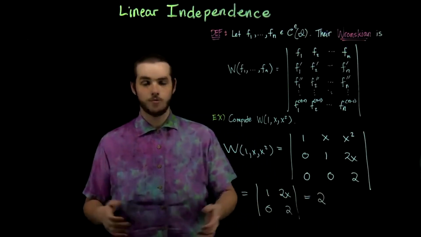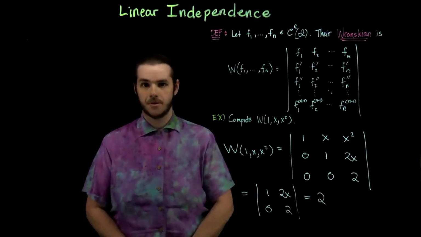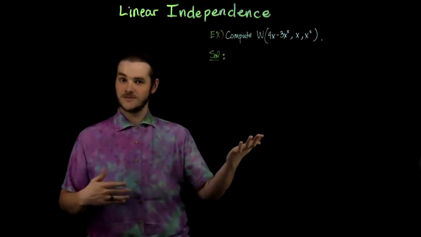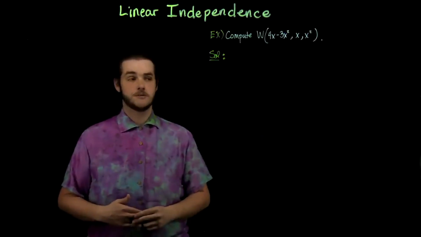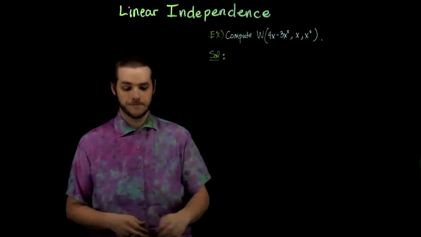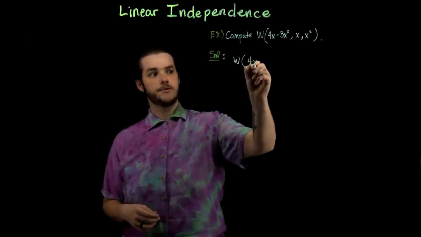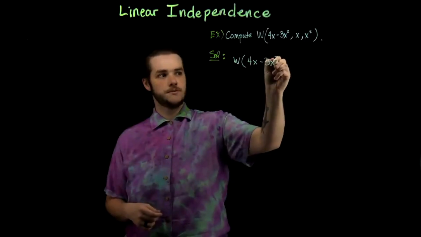Now, generally, we may have a function of x, not just a constant. Let's look at an example of that. Let's try the other set that we saw earlier, shall we? Let's compute the Wronskian of 4x minus 3x squared, x, and x squared. The only thing this changes about my initial setup is that the first function has changed.